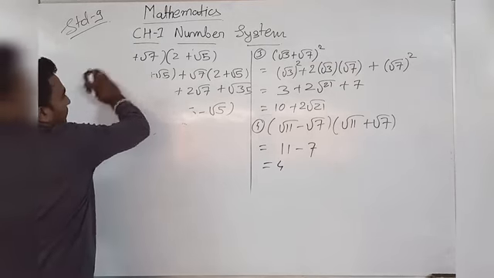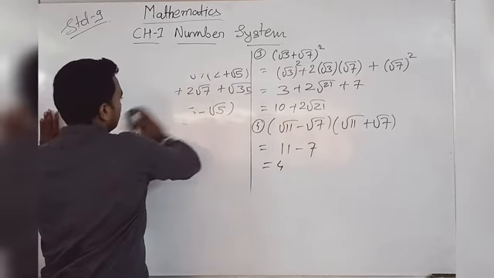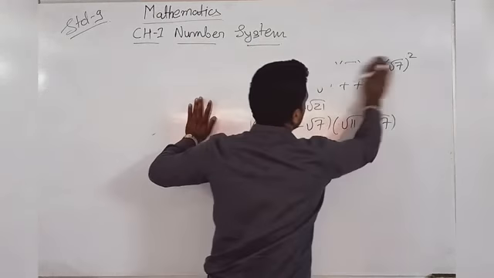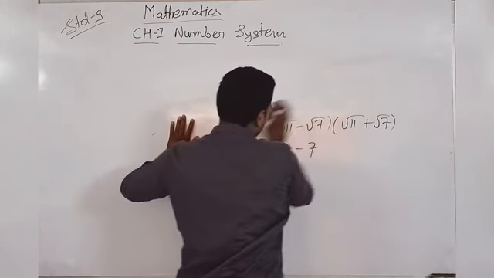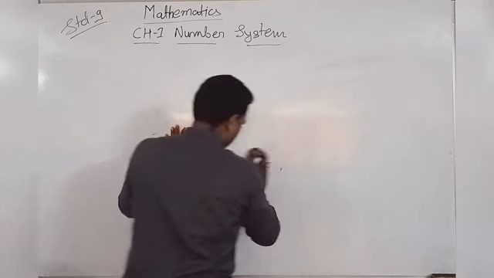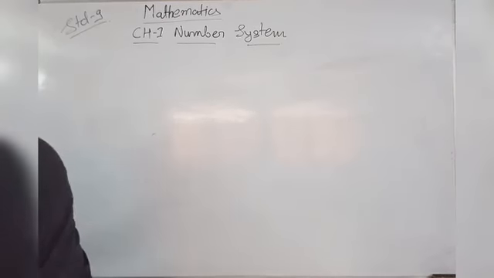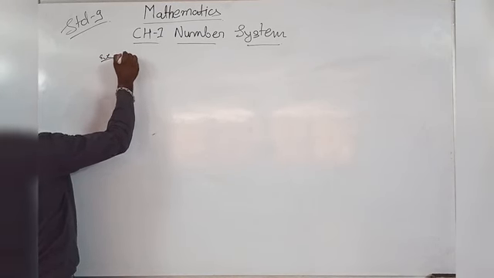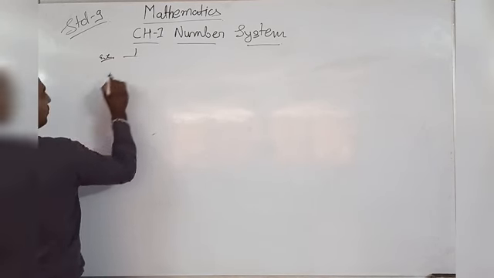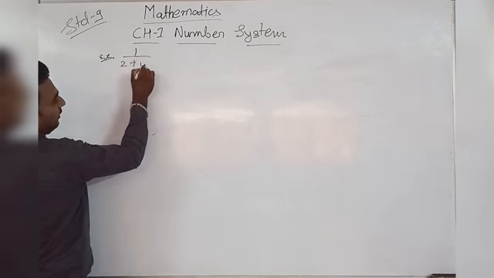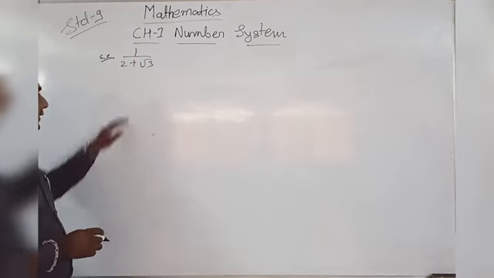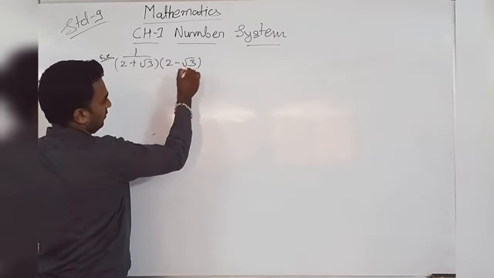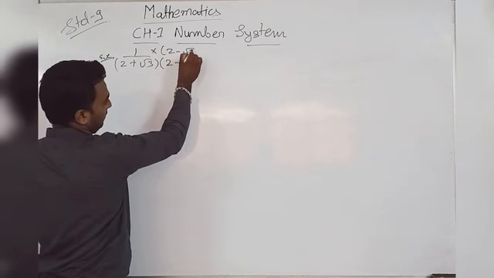Now next, rationalize the following sums. Now see, how can we rationalize the number? One upon 2 plus root 3. We have to rationalize this number. Here it is plus given, so we multiply with the minus number. So here also 2 minus root 3.